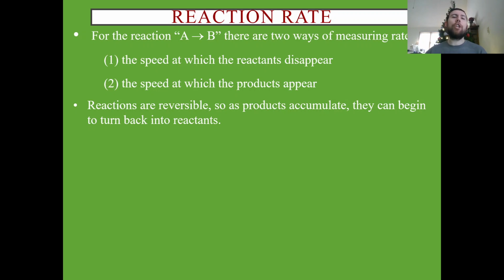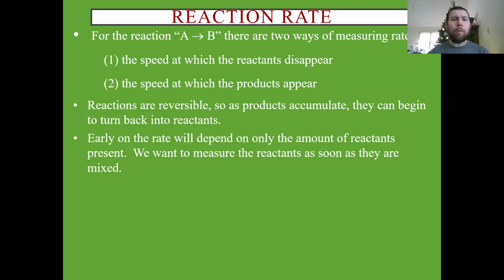Now, as we begin to look at reactions, some reactions are reversible. Reactions that have double arrows or that are at equilibrium are reversible. And so what we need to consider in those reactions is that as products accumulate, there's a possibility that they can begin to turn back into reactants, right? In fact, when the rates of the forward and reverse processes are the same, that's when we know that we're at equilibrium. That'll come in handy later. We'll revisit equilibrium in Unit 6.